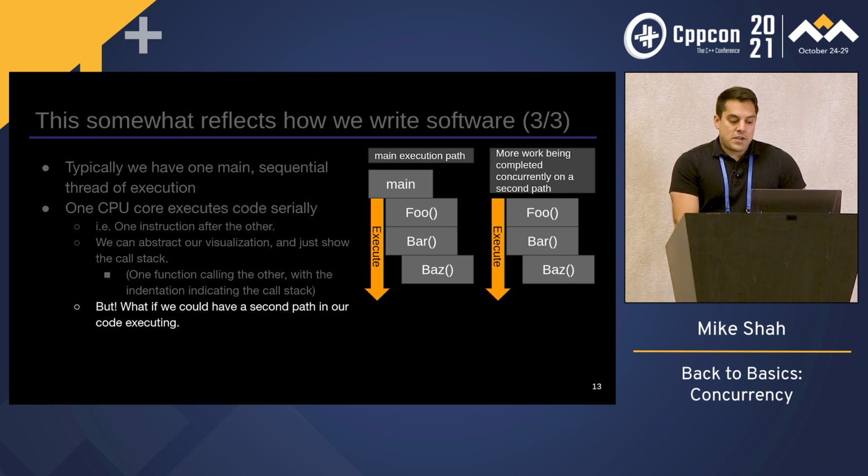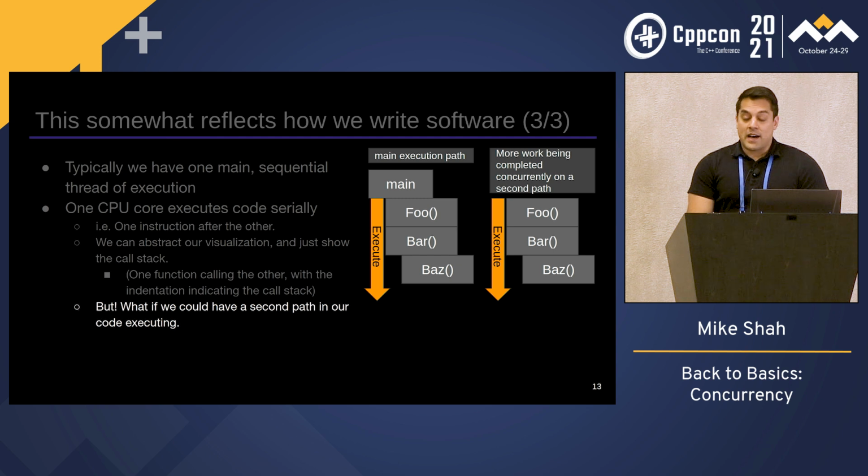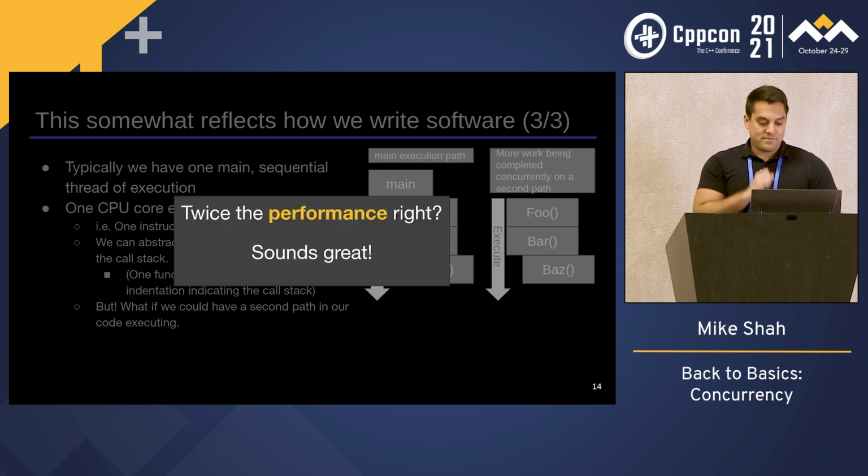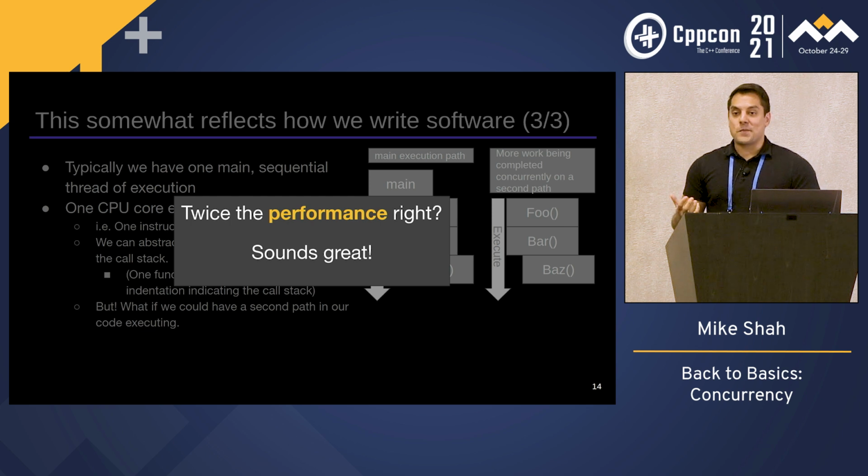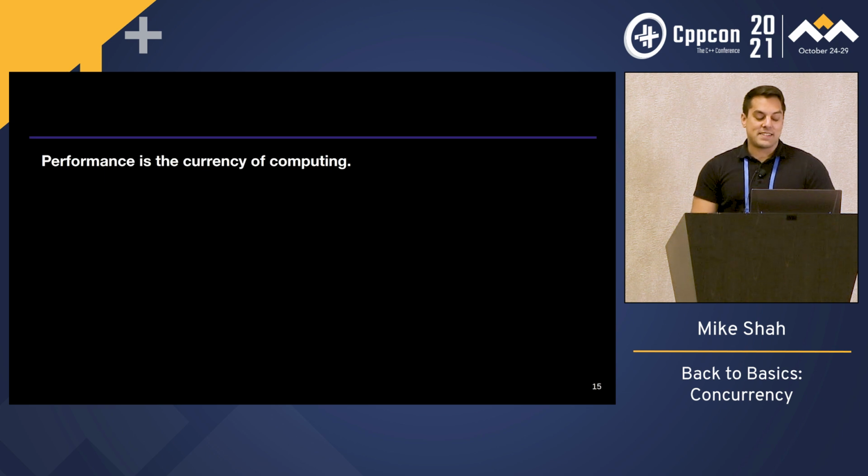So, we could have a second path in our code executing as well. We could be doing things concurrently. Again, we have nice machines with multiple cores. We'll talk about that. So we should get our money's worth and put our computers to use. So if I have two threads, that means twice the performance, right? So that sounds great. So yeah, let's go ahead and learn a little bit more about that.